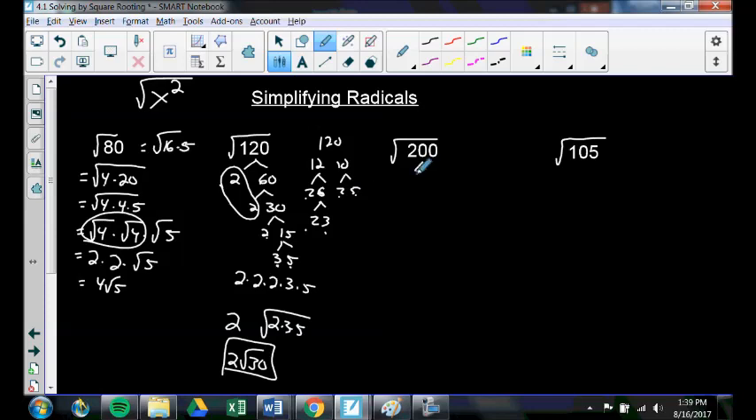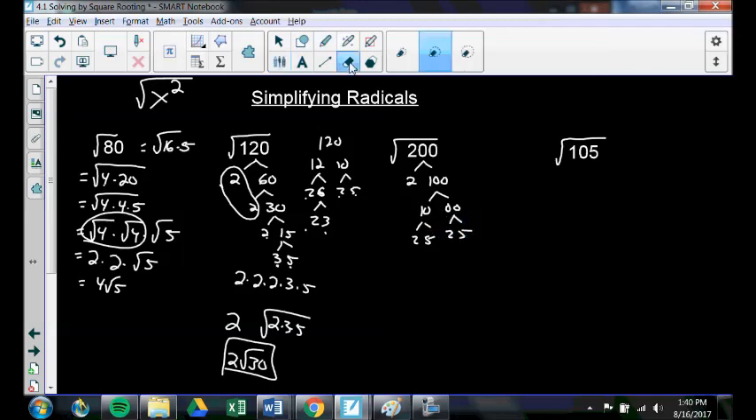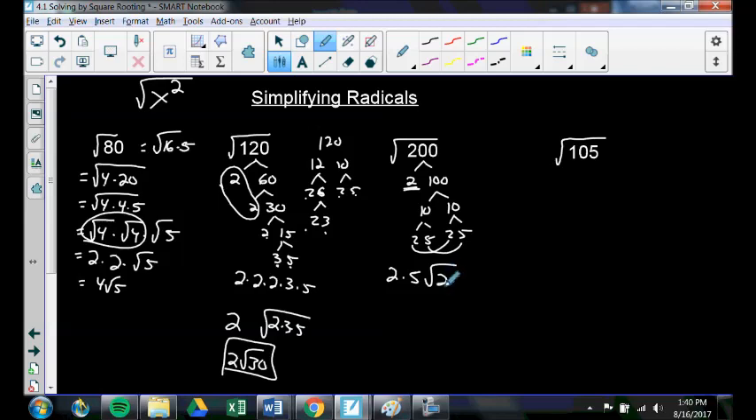So 200 I can think of as 2 and 100. 100 I know is 2 tens. 10 is 2 and 5, and that was a really weird 10 up there. 10 is 2 and 5 here also. Here's a pair of 2s. Here's a pair of 5s. This 2 has no pair, so the pairs leave, and the thing without a pair stays behind. So this guy stayed inside the radical. This pair here, and this pair here matched up. So this is 10 root 2.